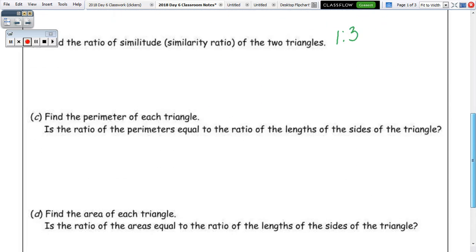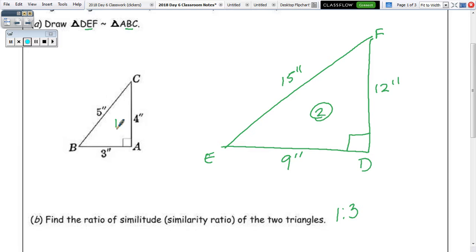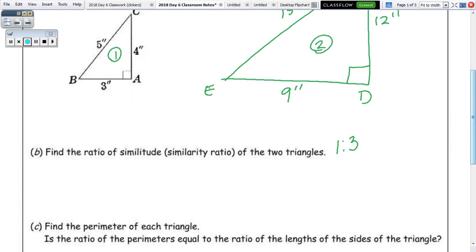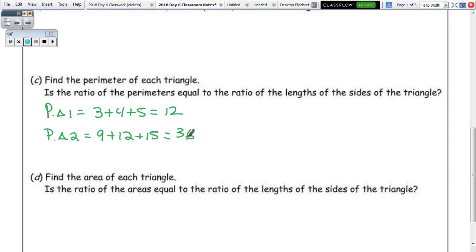Let's take a minute to calculate in part B. Find the perimeter of each triangle. So actually, I'm going to go up and number this triangle 2 and triangle 1 for my work. So moving it down, the perimeter of triangle 1 was the 3, 4, 5. So 3 plus 4 plus 5 is 12. And what's the perimeter of triangle 2? So that's the 9 plus 12 plus 15. 12 and 15 is 27 plus 9, 36.